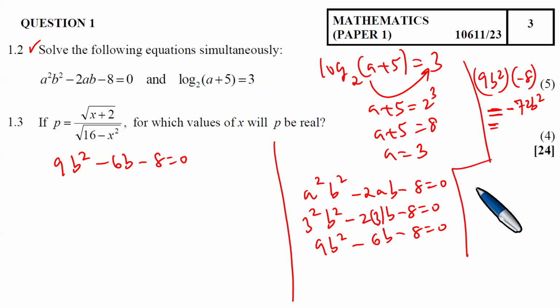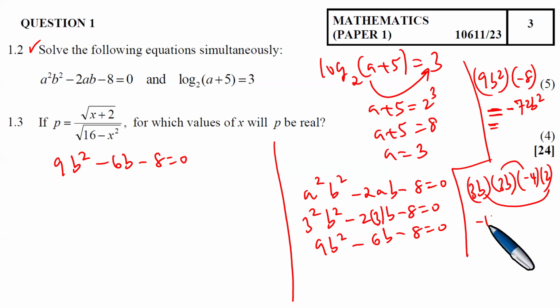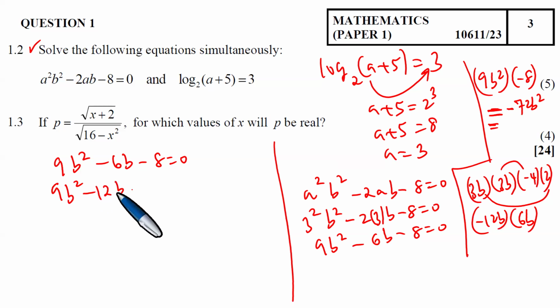One way to get the factors with ease: you know the factors of 9b squared are 3b together with 3b. The factors of minus 8 are 4 and 2, or 2 and 4, or you can also use 1 and 8. At this point you multiply, and for instance, 3 times 2 is 6, and 3 times minus 4 is minus 12. So minus 12b and 6b, when you add them up, give minus 6b. So you have 9b squared minus 12b plus 6b minus 8 equals 0.